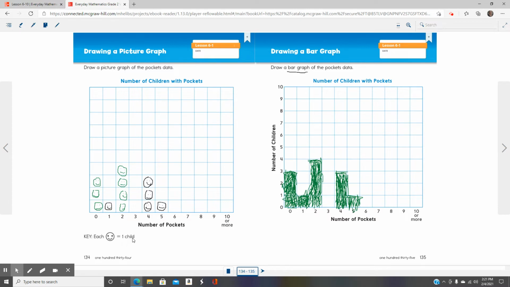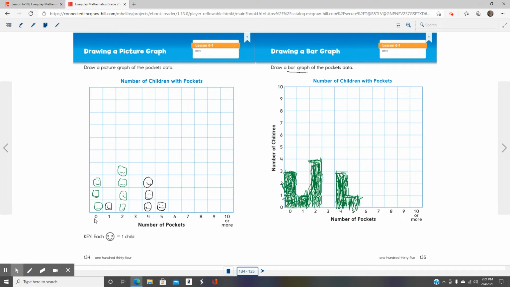Now, if you ever make your own picture graph, you can decide in your key what kind of pictures you want to draw and how many each picture represents. So in this key, one smiley face equals one child. So what we did was we simply looked at the data we collected on page 133 to fill out our picture graph.